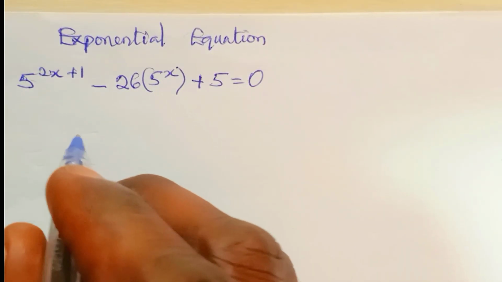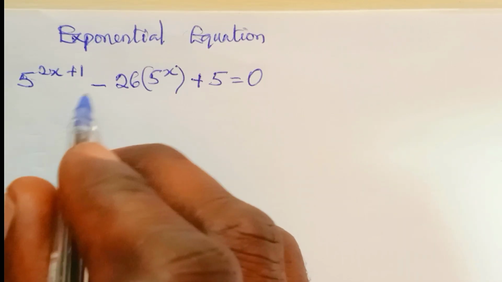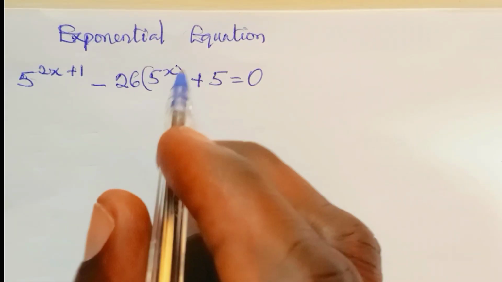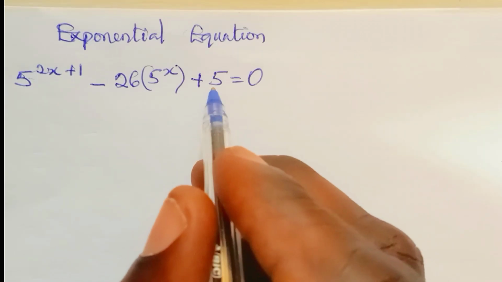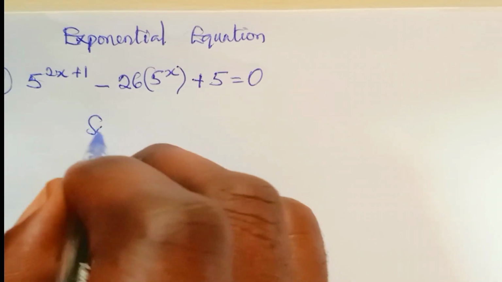Guys, let's solve this exponential equation: 5^(2x+1) − 26(5^x) + 5 = 0. So, solution.